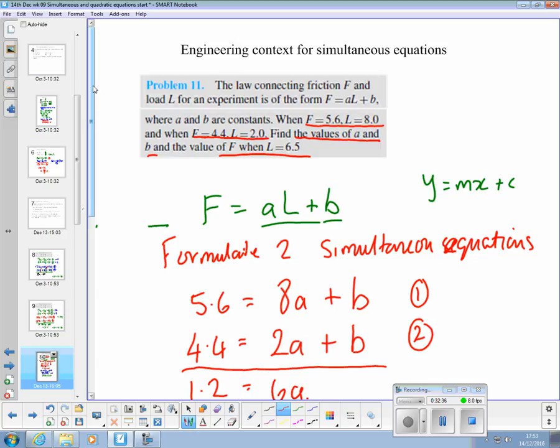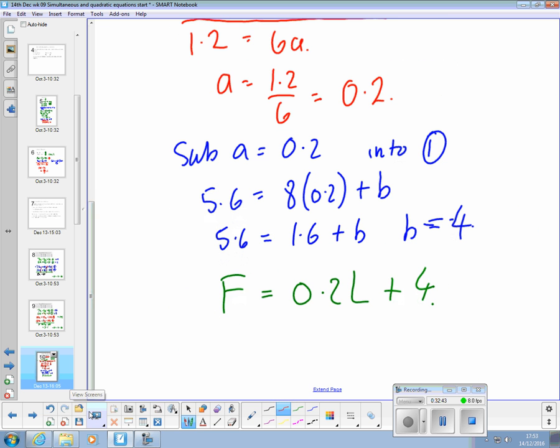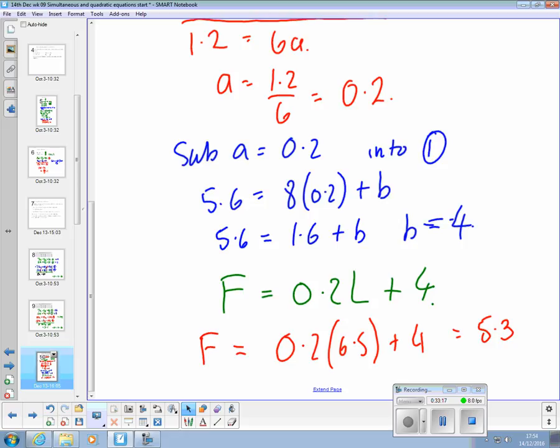Now we're going to find the value of F when L is 6.5. So when L is 6.5, F is equal to 0.2 times 6.5 plus 4 equals. Do that, please. 5.3. Right. Now check those answers with your graphic calculator. Check those results with your graphic calculator.